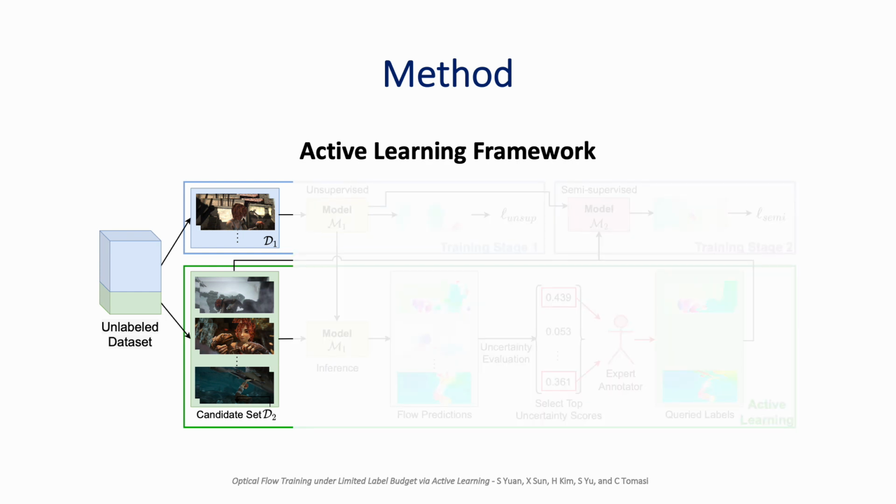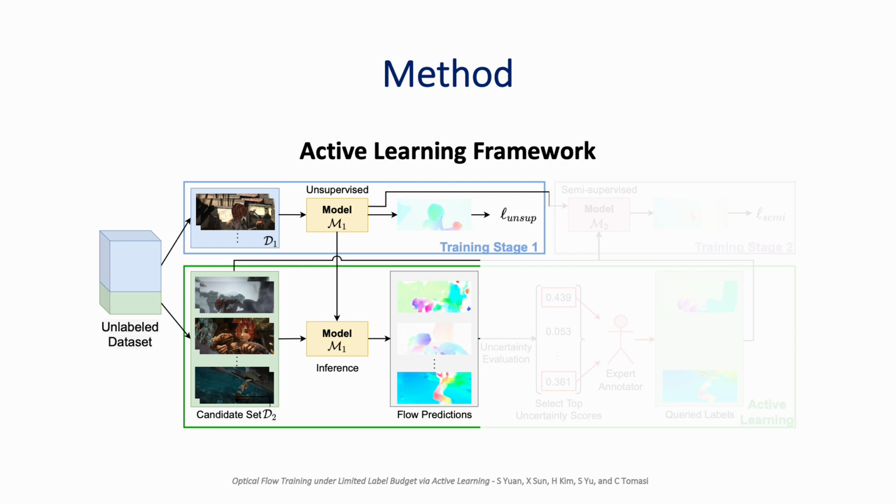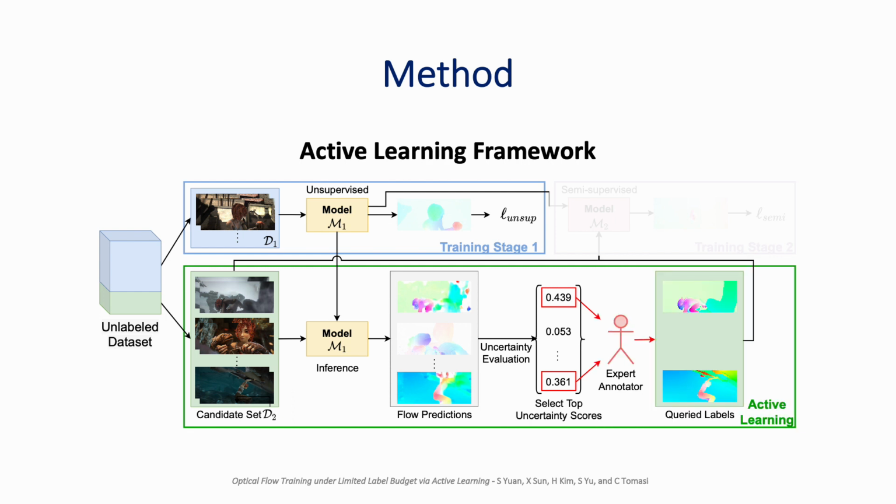The original unlabeled data is split to two sets, D1 and D2. We first train an unsupervised model M1 on dataset D1. This model should work decently. Then, we use this model to predict optical flow on dataset D2. For each sample prediction, we evaluate an uncertainty score based on heuristics, which we will discuss later. The samples with top uncertainty scores will be selected and sent to an expert annotator to query labels. Hopefully, labeling these samples will help the most in improving our optical flow model. This process produces a partially labeled dataset D2.